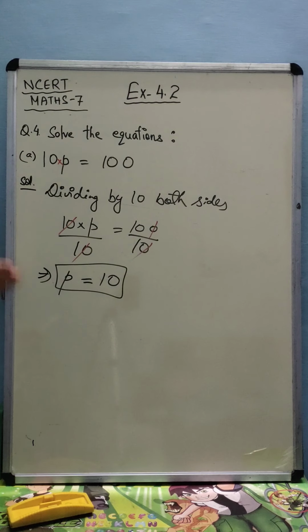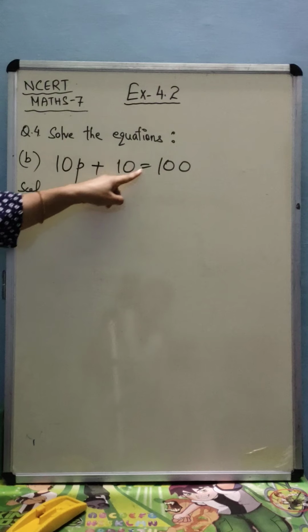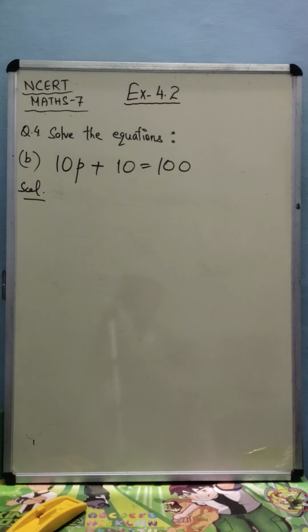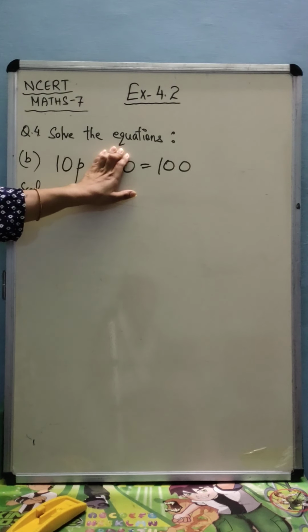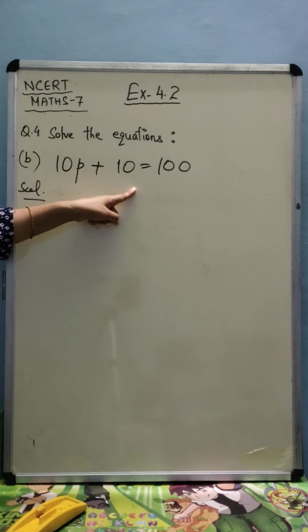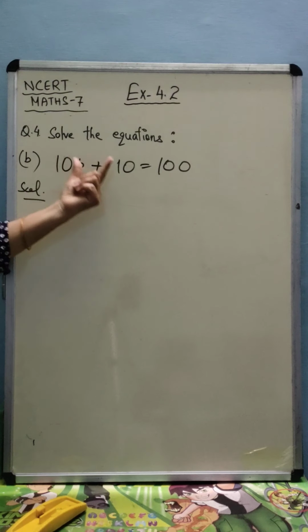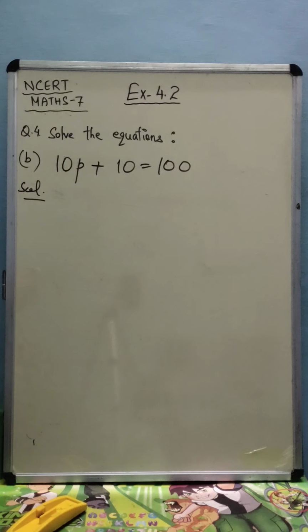I think all of you have understood the first part. Now we will do the B part. The B part is 10p plus 10 equals 100. So first we have to see, this is 10p and this is plus 10. So first we will remove this plus 10. How can we remove it? If we just subtract 10, plus 10 and minus 10 will cancel. So we just subtract 10 from both the sides.